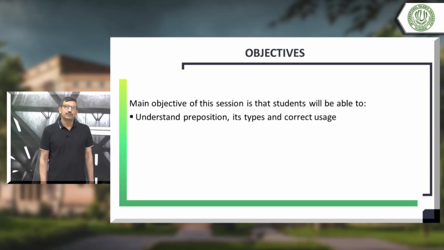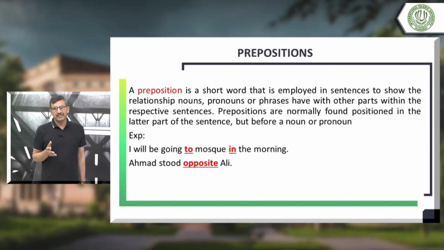The main objective of this session is that students will be able to understand prepositions, their types and correct usage. Preposition. A preposition is a short word that is employed in a sentence to show the relationship nouns, pronouns or phrases have with other parts within the respective sentences. Prepositions are normally found positioned in the later part of the sentence, but before a noun or pronoun.